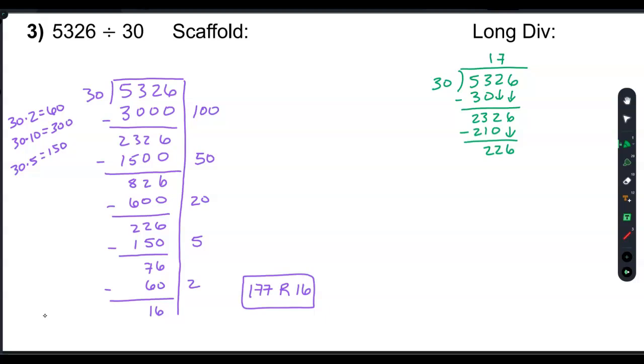And so, with long division, it's different than scaffold. Scaffold, you could do it multiple different ways. Long division, once you figure it out correctly, it should look exactly the same as everybody else's. Let's see, 30 into 226. Again, I think I'm going to do 7 because I know that 7 times 30 is 210. So let's do that. And that gives me 16, and 30 doesn't go into that. So 177 with a remainder of 16.